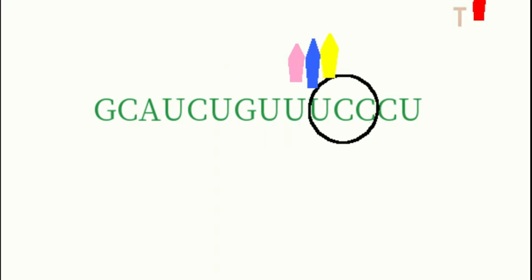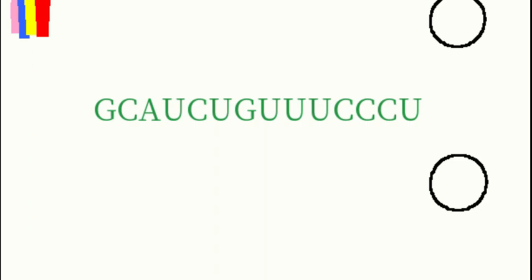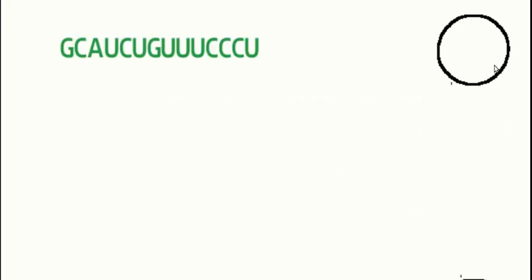For this video, we're going to talk about translation. This is the latter half of Grandma's cookbook. This is about what happens when you get into the kitchen. So when you get into the kitchen, you start here, and you have two ribosomal subunits.